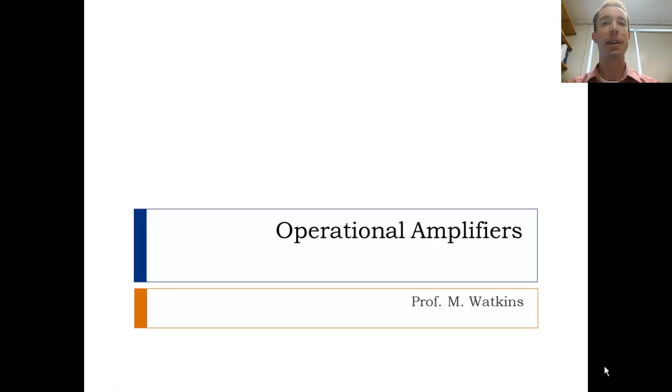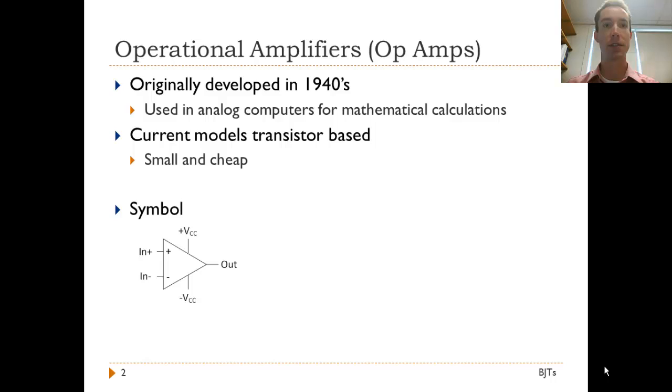Today we are going to be talking about operational amplifiers. Operational amplifiers, or op-amps for short, are relatively ideal amplifiers which provide large voltage and current gain, large input impedance, and small output impedance. Op-amps were originally designed in the 1940s to perform mathematical calculations for analog computers.